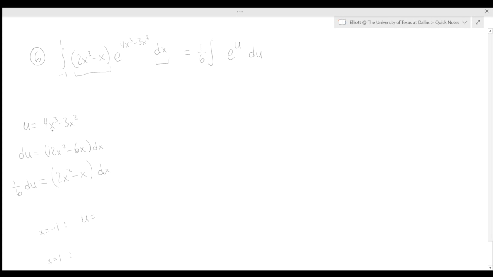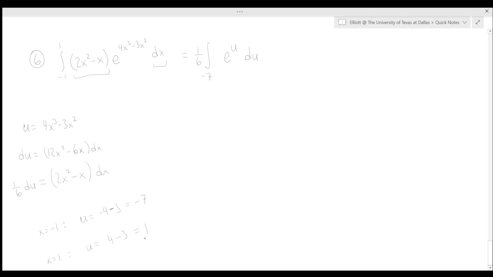So when x is -1, plug that into here. And we're going to get u is -4 minus 3, so it would be -7. Then we also need to plug in 1 for x. So plugging in 1 for x will give us 4 minus 3, which should give us 1, okay? So that means instead of x equals -1 at the bottom, we're going to do u equals -7. And then instead of x equals 1 at the top, we're going to do u equals 1 at the top, okay?